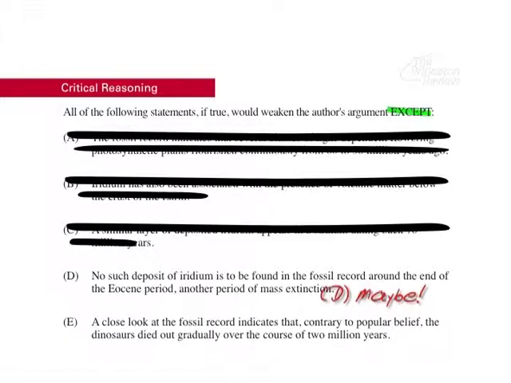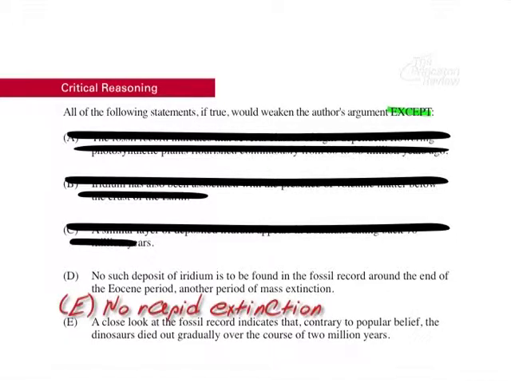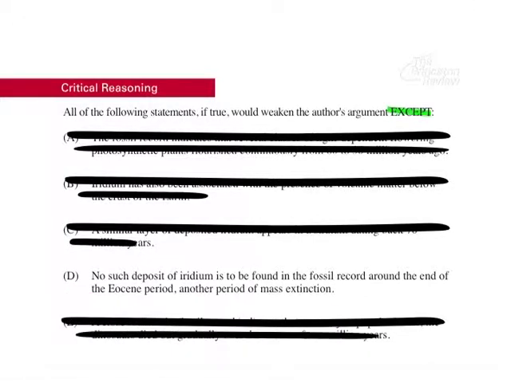E. A close look at the fossil record indicates that, contrary to popular belief, the dinosaurs died out gradually over the course of 2 million years. If dinosaurs died out over 2 million years, then that doesn't sound like a sudden extinction caused by a cataclysmic event such as a meteorite impact. Eliminate E. So using process of elimination, because we've gotten rid of everything else, D must be the answer.